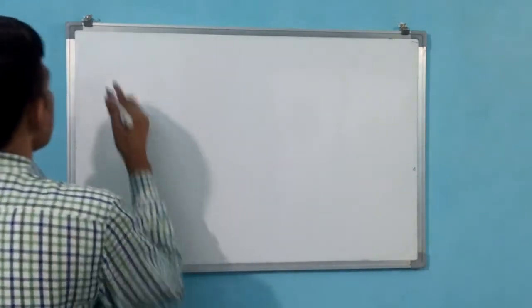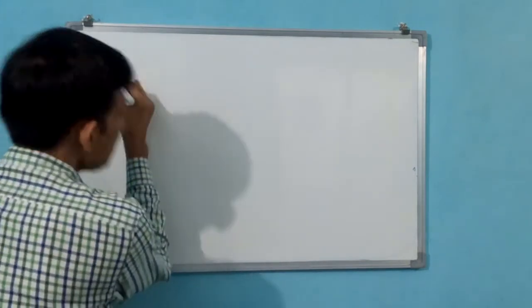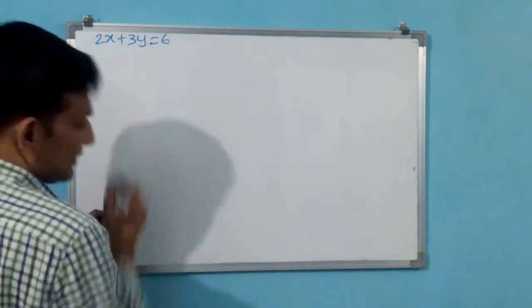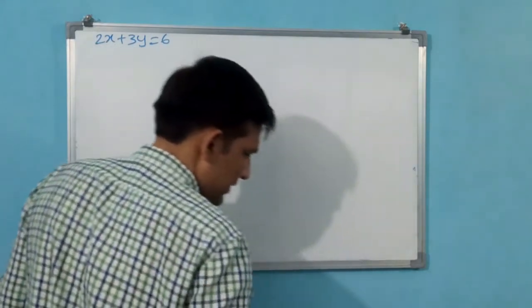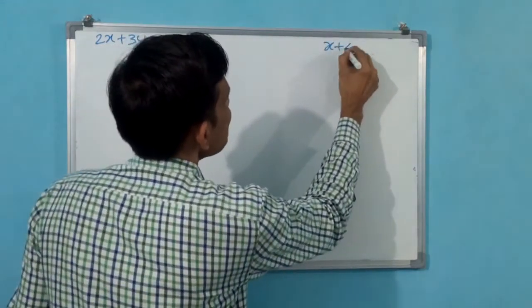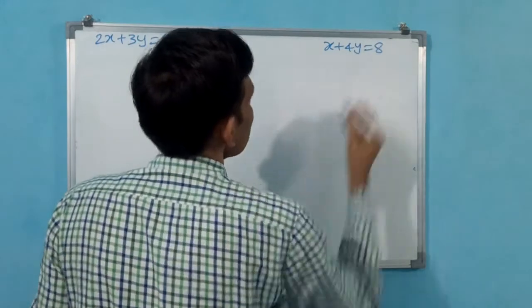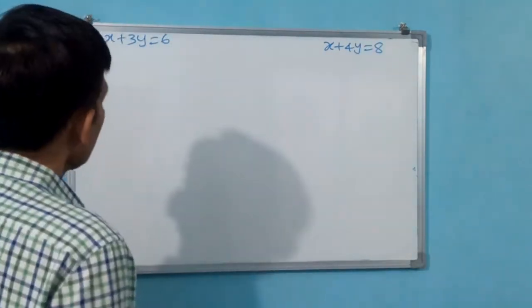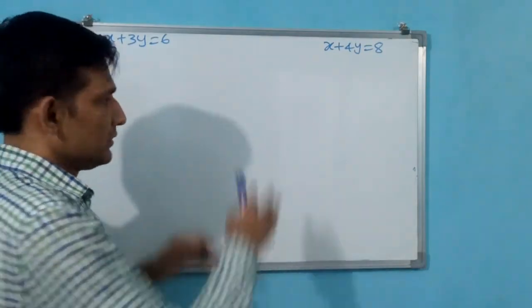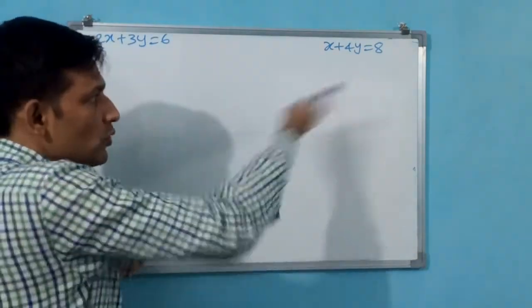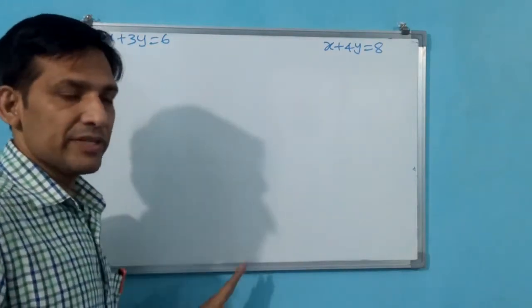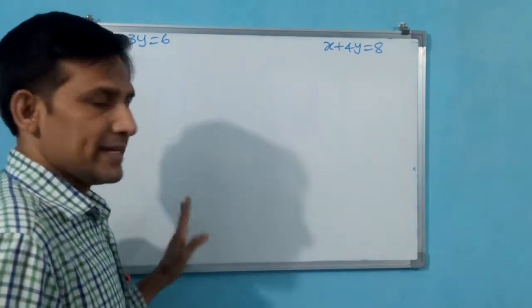So two equations they have given. 2x plus 3y is equal to 6. Another equation they have given, x plus 4y is equal to 8. Okay, both are there. For two equations in one graph, two lines you have to plot, because this is one problem only. In one graph only you have to plot these two lines.